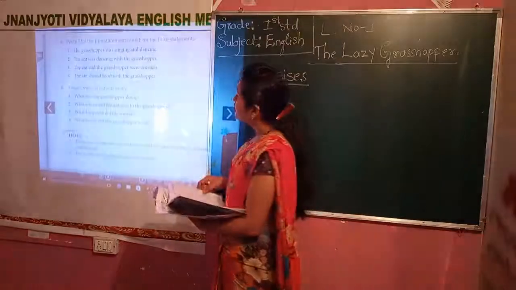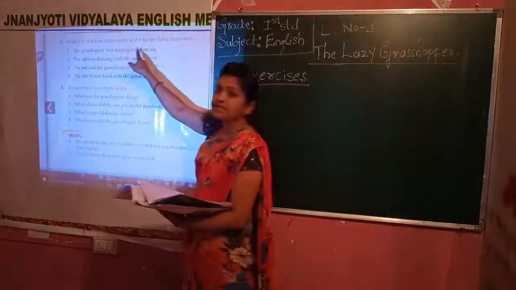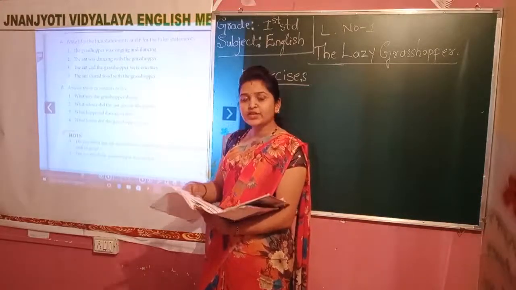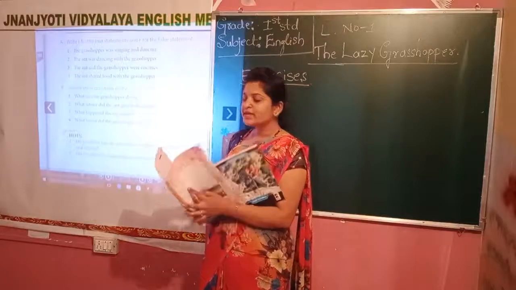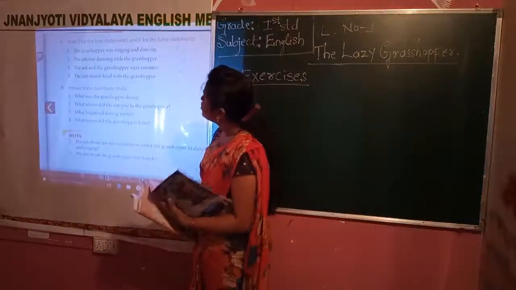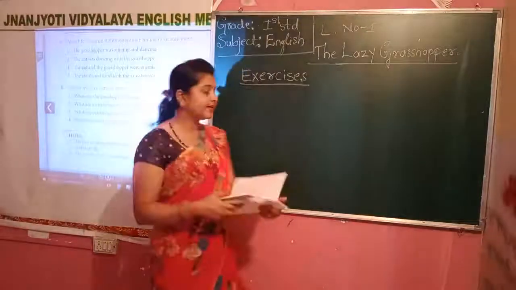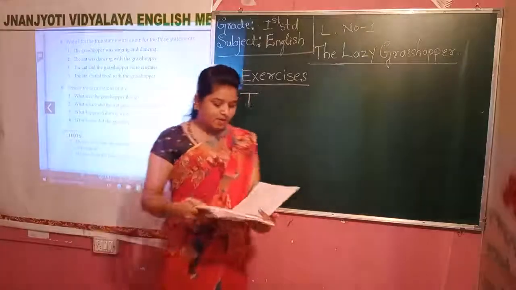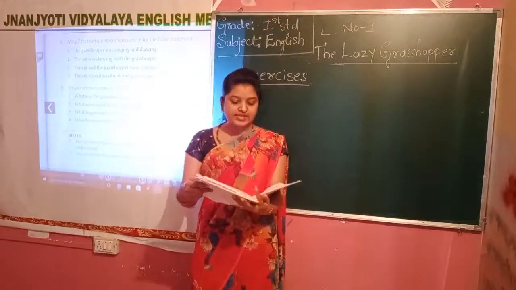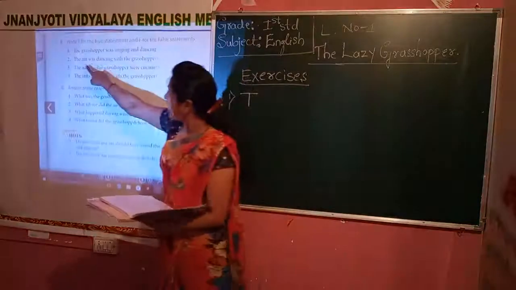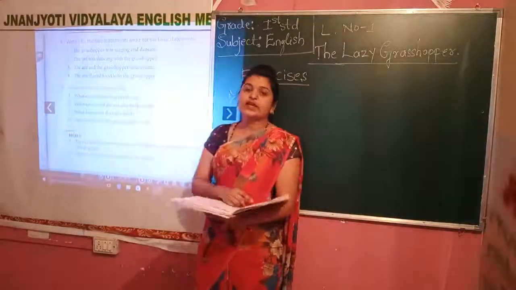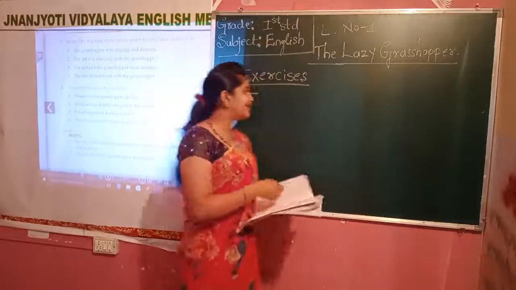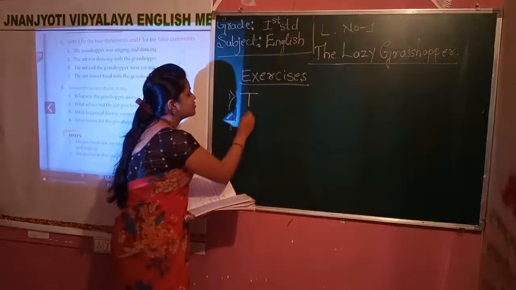Okay, children. So, here the grasshopper was singing and dancing. Is it true? All of you have learnt in the story, no? Yes. True. Next, second one. Write the T, only T. Second question. The ant was dancing with the grasshopper. Is it true? No, it is false. So you should write F.